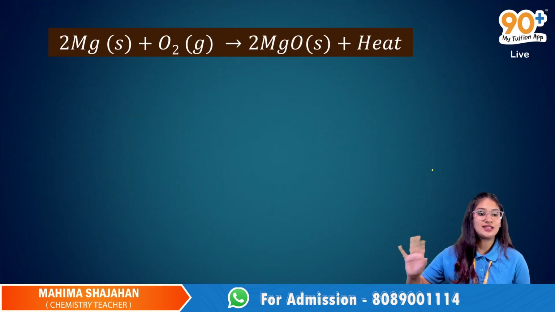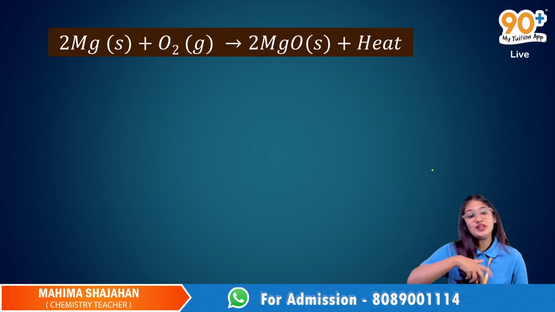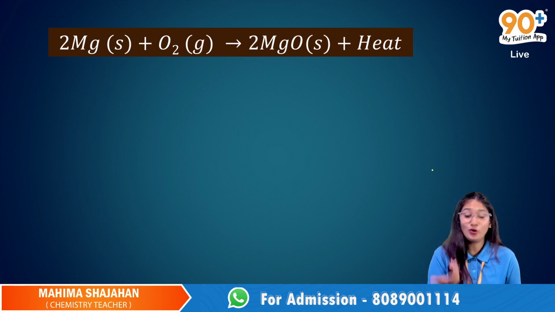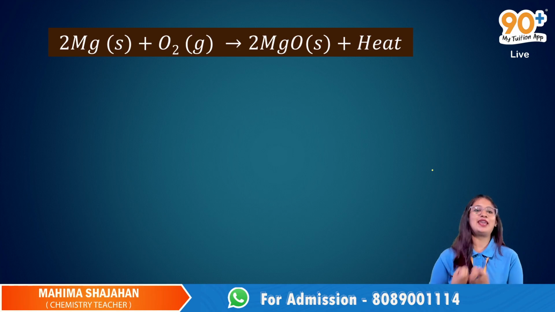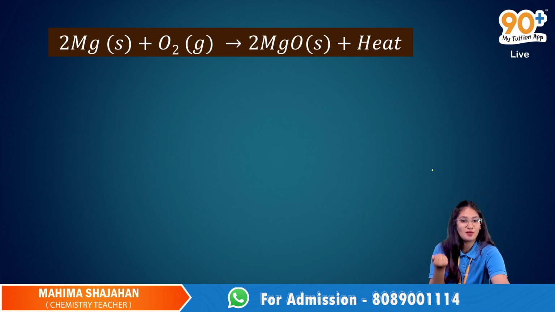So here is a balanced reaction between magnesium and oxygen. So when magnesium ribbon is burned, what will you observe? You can see a white dazzling flame, right? Yes, and you can see some white color powder, right? Powdery substance that is magnesium oxide.